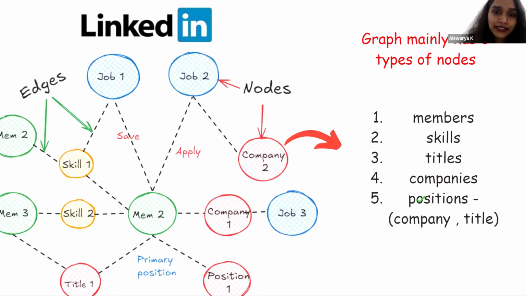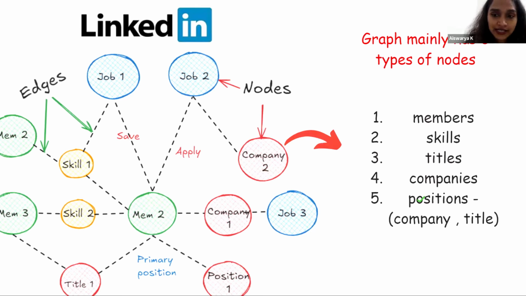Even though this is a very huge, gigantic graph, it has mainly 6 types of nodes. Members, skills, titles, companies, positions: all these are different types of nodes. To make job recommendations, LinkedIn uses a graph neural network model called LinkSage. LinkSage is LinkedIn's flagship graph neural network, developed by LinkedIn's researchers. It is an adaptation of GraphSage, and this graph neural network handles this huge dynamic graph with billions of nodes and trillions of connections.